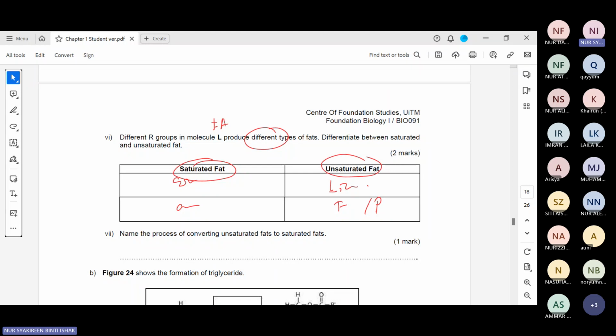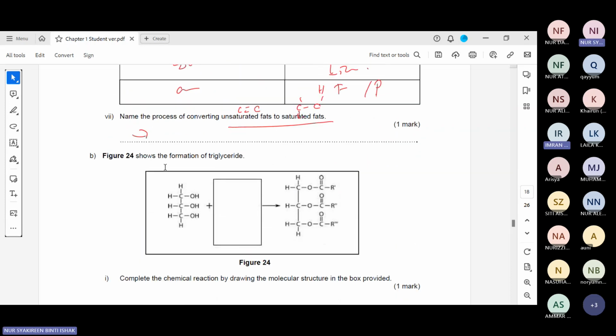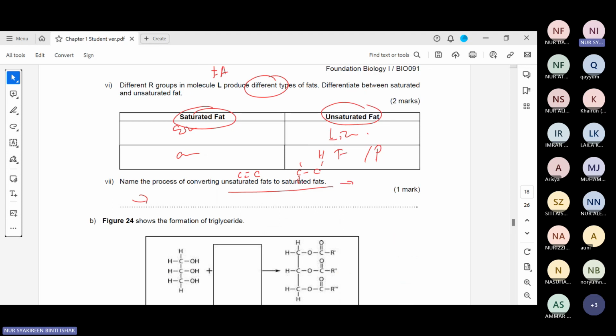Okay. So next, name the process of converting unsaturated fat to saturated. It is hydrogenation. Okay, so unsaturated ada C double bond C kan. So jadi saturated, you break the double bond to attach more hydrogen. So the process is hydrogenation. Ini contohnya nak convert vegetable oil into margarine lah.